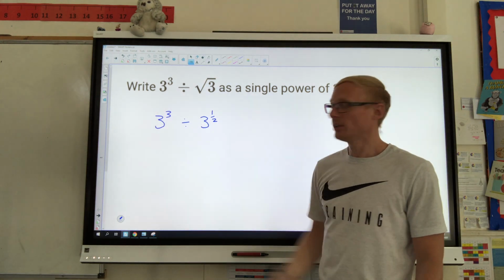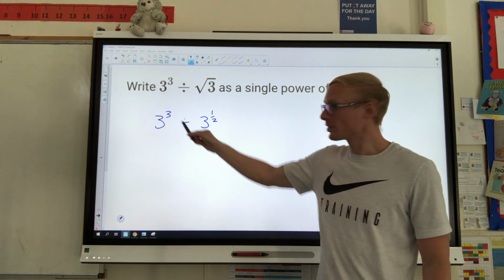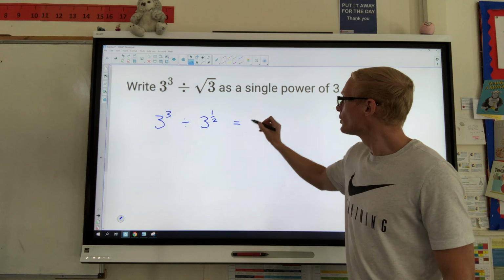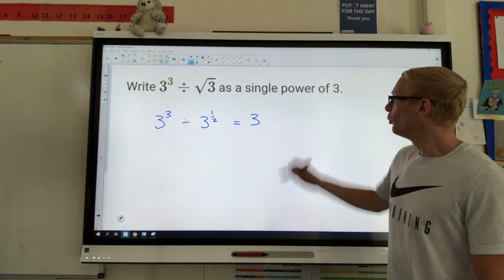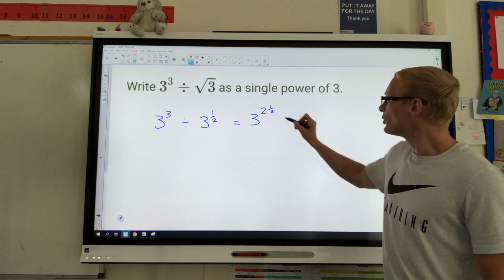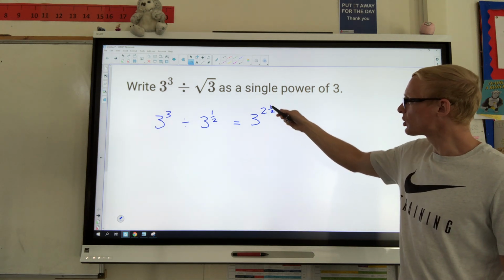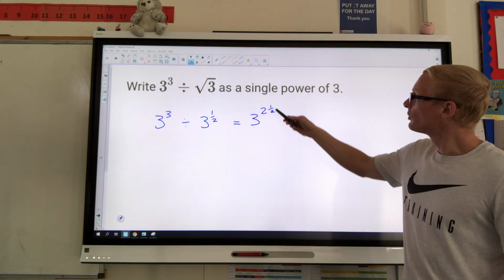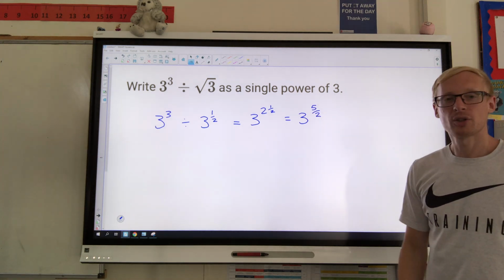Now at this stage, this is just indices laws, so if I've got these base numbers the same and I want to divide, that means I subtract the powers. So if you subtract the powers, 3 take away a half is going to give you 2.5. We could write it like that. It looks a bit messy there with the 3 to the power, and then you've got a fraction there as well. So we tend to use improper fractions. So 2 times 2 is 4 plus the 1, so you're looking at 3 to the 5 over 2. And then that's your answer.